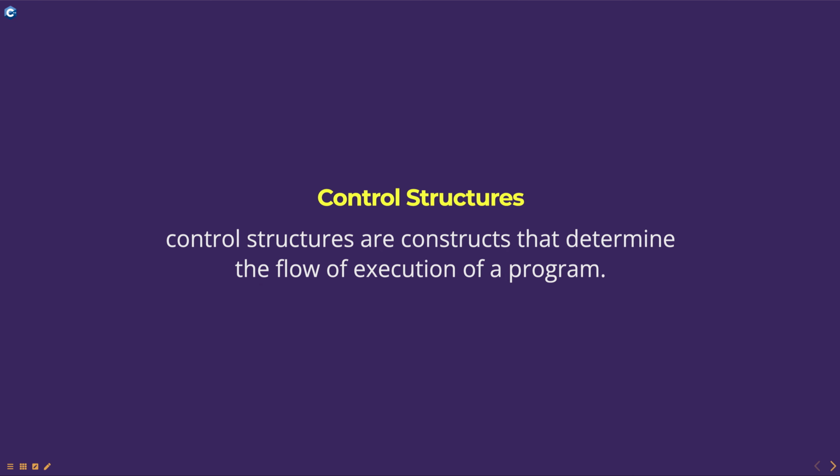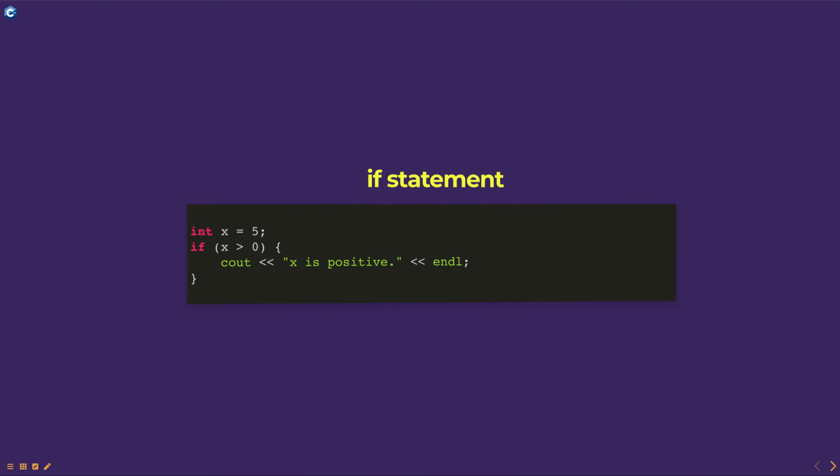Hello everyone. Today we are going to talk about control structures, part of the programming in C++ course. In C++, control structures are constructs that determine the flow of execution of a program. There are several types of control structures, including conditional statements. Conditional statements are used to execute different sections of code based on certain conditions.